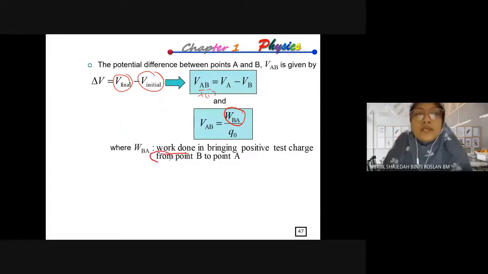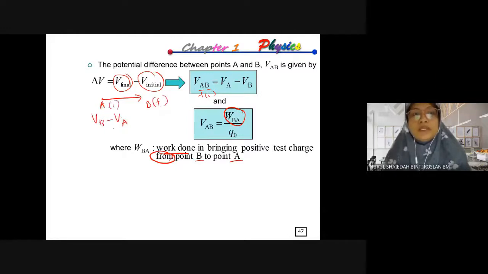So if you say your test charge goes from A to B, you will do VB minus VA, because this is your final and this is your initial. So we will label it VBA. Meaning VBA will equal WAB over Q naught.